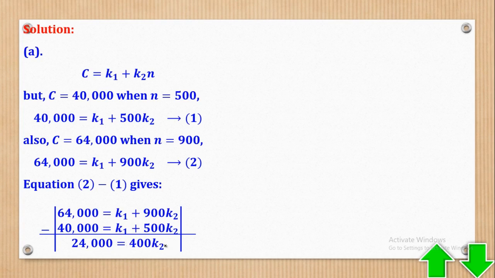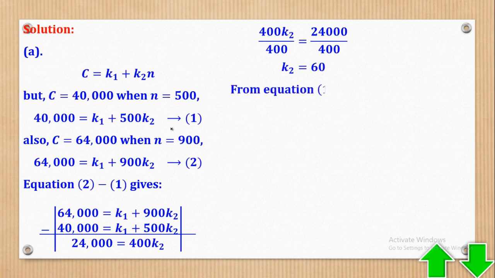So this is one unknown. The next thing to do is to divide both sides by 400. When you do that, you come up with K2 being equal to 60. Now that we know K2, we can use either equation 1 or equation 2 to come up with the value of K1. Let's use equation 1. I substitute for K2 here, and I remain with only K1 as the only unknown.